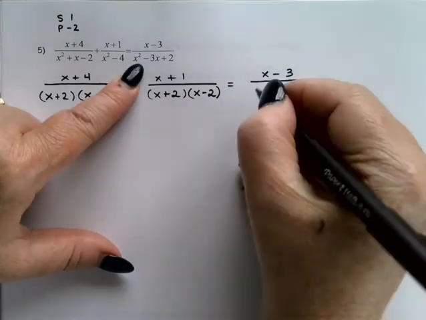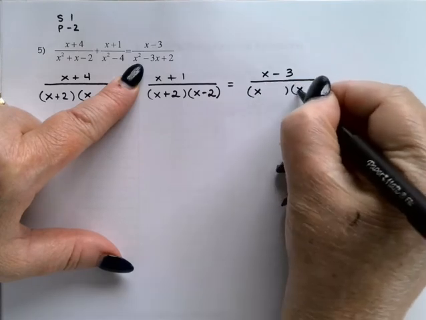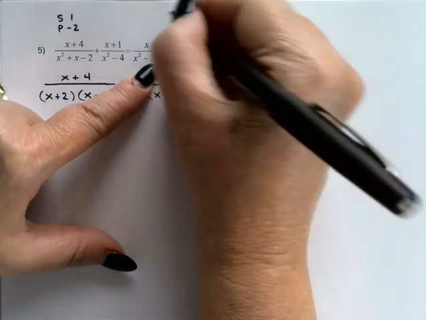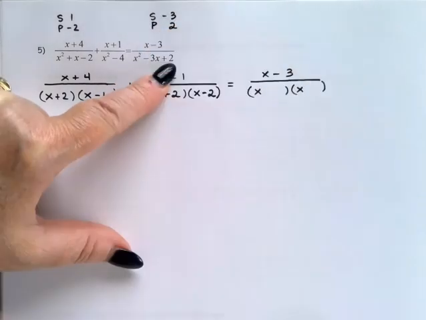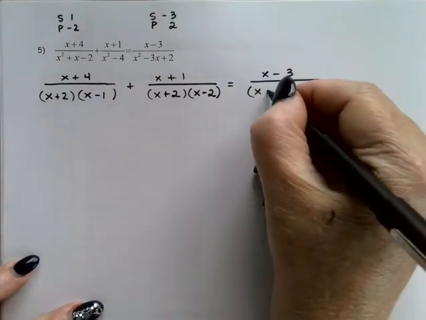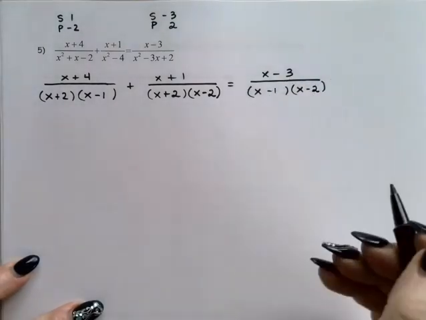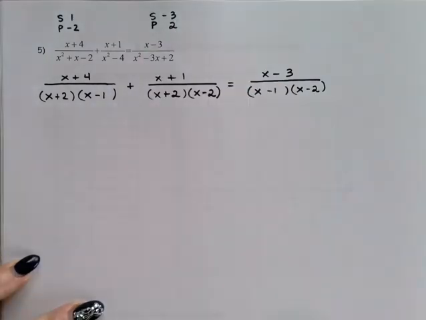Last one, another trinomial with a equal to 1, so I can start with x times x. And this time I need a sum of negative 3, product of positive 2. I think a negative 1 and a negative 2 will do that. It multiplies to positive 2, but when I add them I get negative 3.